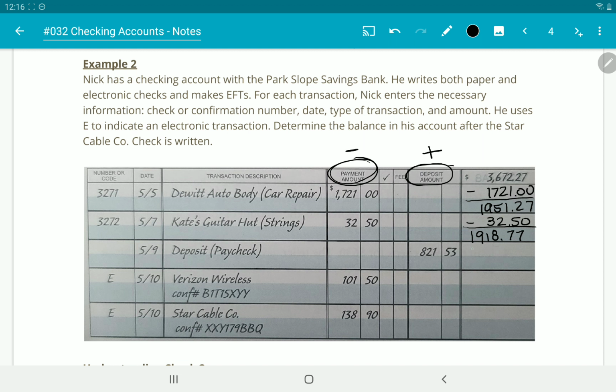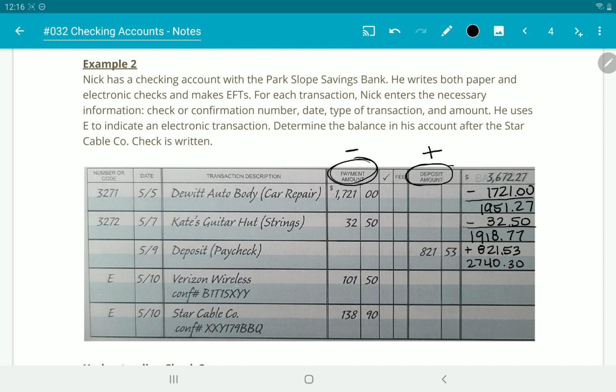Next, they deposited their paycheck, so they got paid. Since it's in this column, we're going to be adding it instead of subtracting. Since it is a deposit, we're adding money to the account. So you got $821.53. So we're going to take this 1918.77 and add this 821.53. And that's going to give us $2,740.30. So that's their new bank account balance.